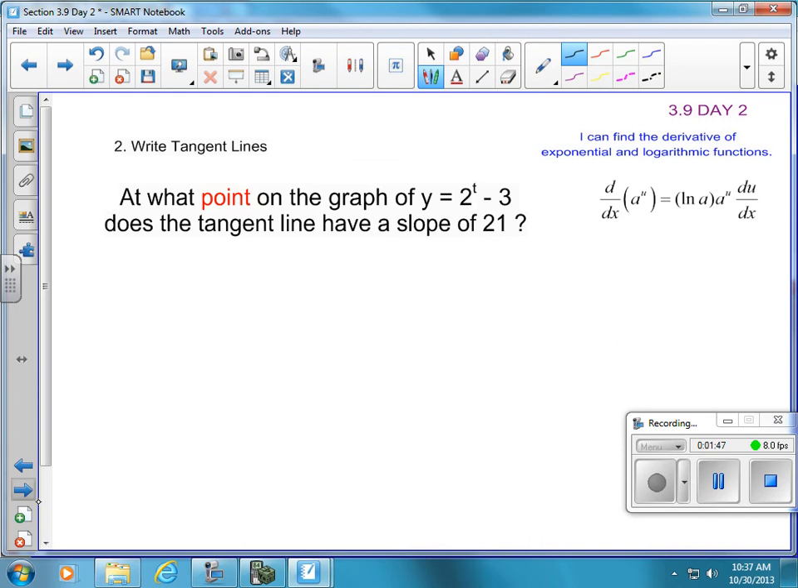Second thing we need to do with these is write tangent lines. Just like with any derivative, we can write the tangent line. So we want to know at what point on the graph the tangent line has a slope of 21. So m is 21, which means the derivative of y has to equal 21.